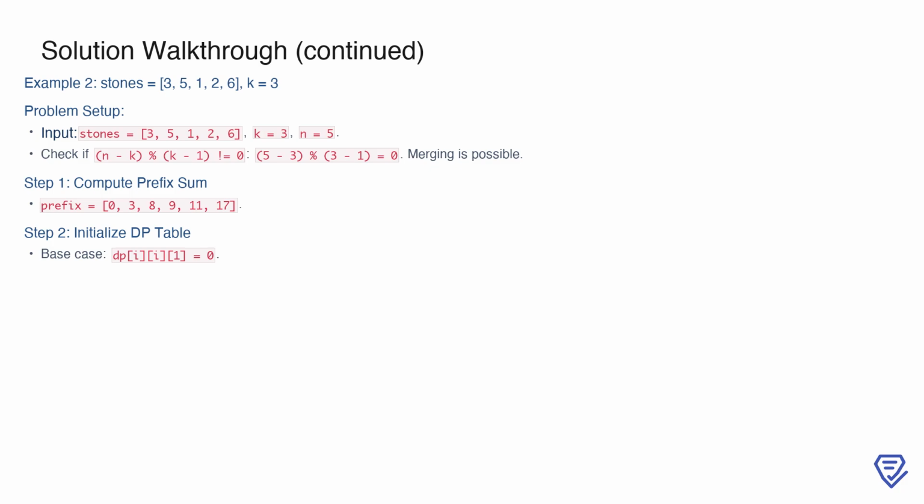As before, the DP table is initialized with all values set to infinity, except for the base case where merging a single stone into one pile costs 0, so dp[i][i][1] equals 0.